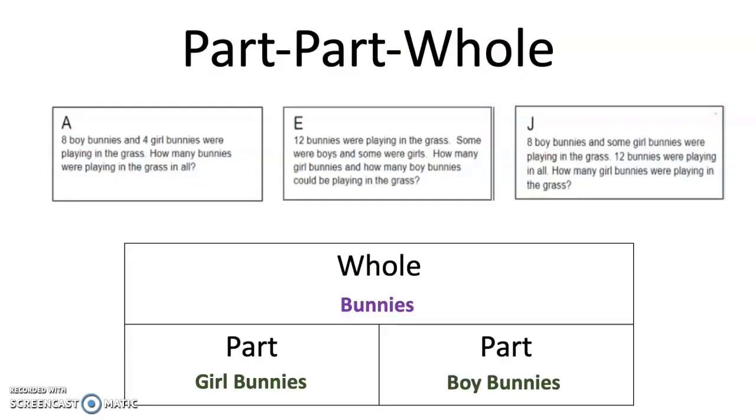When using bar models to identify the unknown quantities, it is very important to label them. Last week, we identified the whole as the number of bunnies and the parts as the number of girl bunnies and the number of boy bunnies. Let's look closer at each word problem to identify the unknown quantity and decide how to name it.